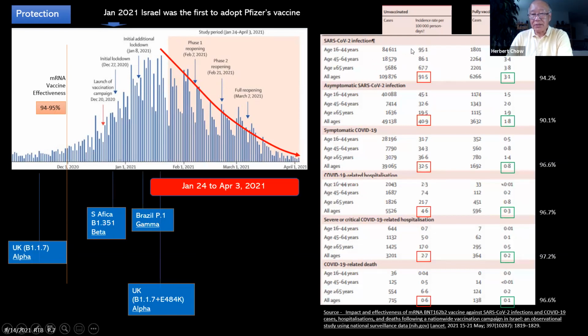This is the result that was published in July. These are different categories, starting with the overall result. This is the incidence of COVID infections per 100,000 person-days. In the unvaccinated group, you have 91 incidents per 100,000 individuals. In the fully vaccinated group, it's only 3. So this is a vaccine effectiveness of 94%. It's not bad, right? Even with all these variants, the original effectiveness of 94% still holds.